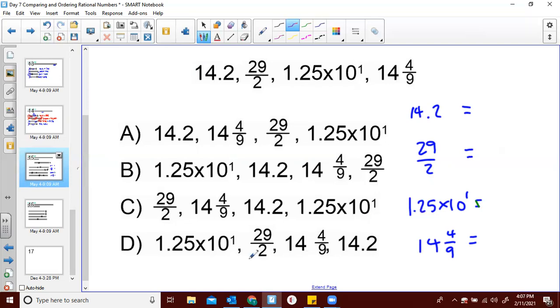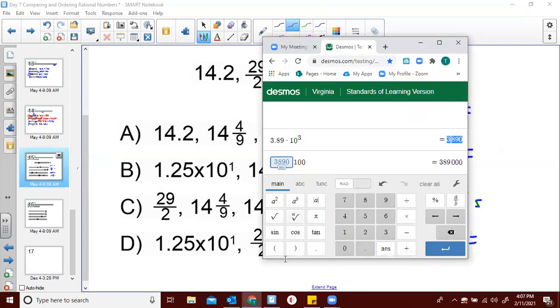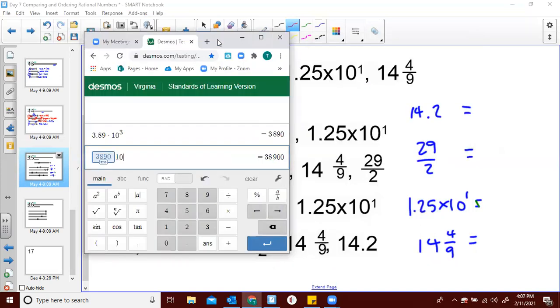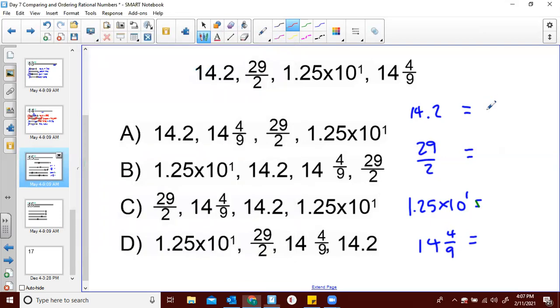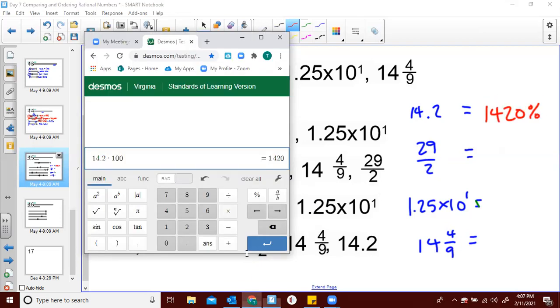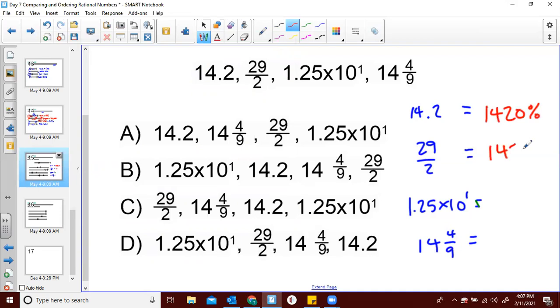All right. So let's just do them all in the calculator. Let's start off with a decimal. So if I have a decimal one stepper here, I just have to multiply it by 100. And I get 1,420. All right. And let's do my fraction. 29 divided by 2. Hit enter, hit your answer button, times by 100, and I get 1,450%.